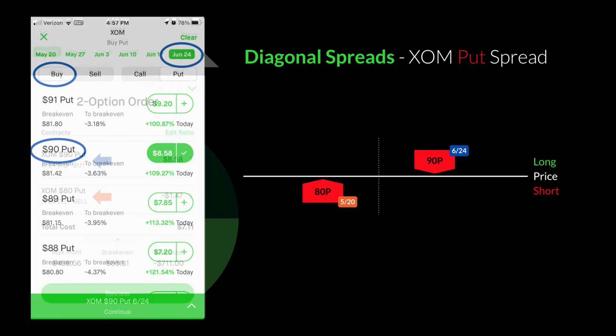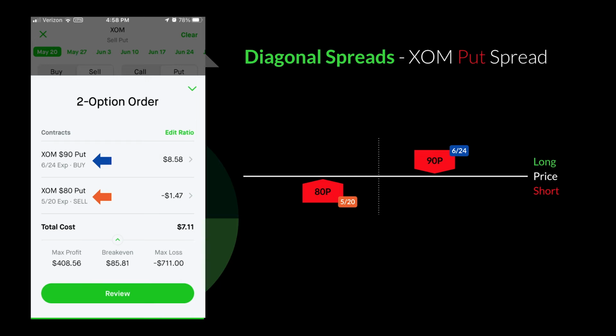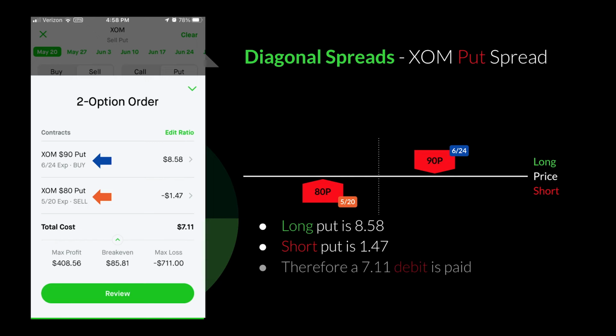All right, so if we put these together and we look at our summary, we are buying the 90 put for $8.58. This would be our long put here in blue. And then we are selling the 80 put for $1.47. This is our short leg of our trade, and this is $1.47 in credit. So obviously the debit is much larger than the credit, so we're going to be paying $7.11 for this diagonal spread. And this would be a diagonal put spread because we're using puts to set it up.